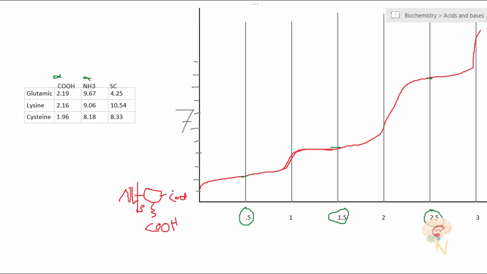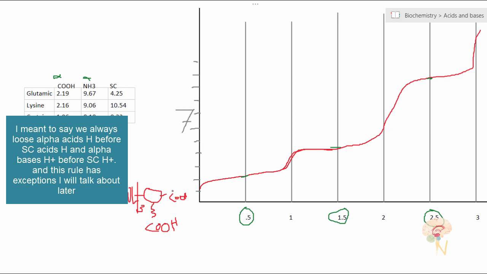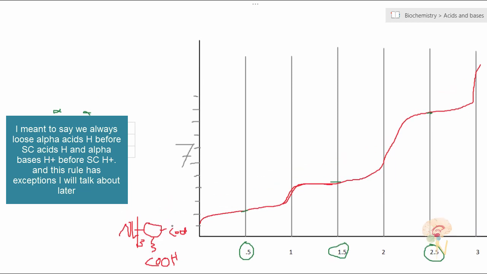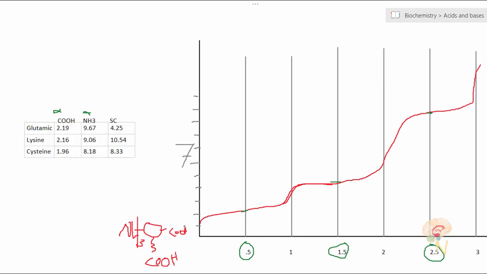We always lose alphas before. Not always, there is an exception that I will talk about, but for now we always lose alphas first. So this one will be lost. We always lose acids before bases. It's common sense. So this one will be lost first.